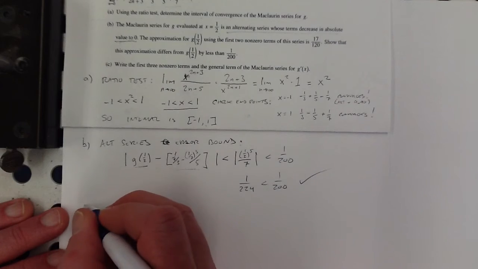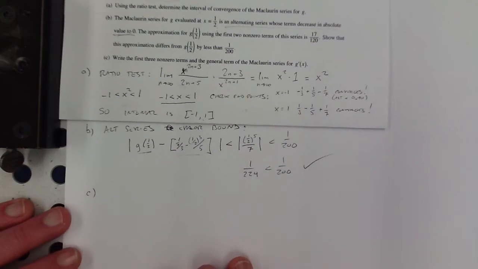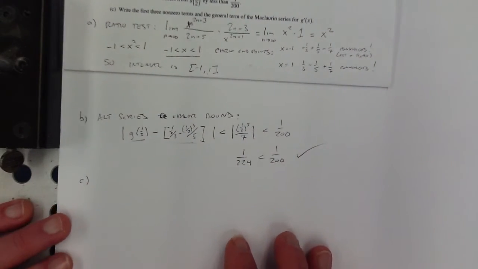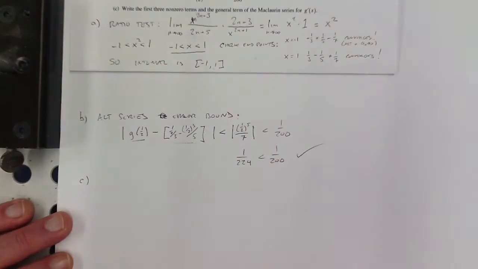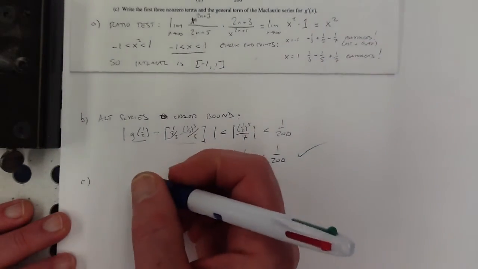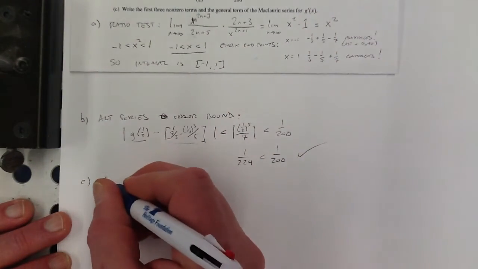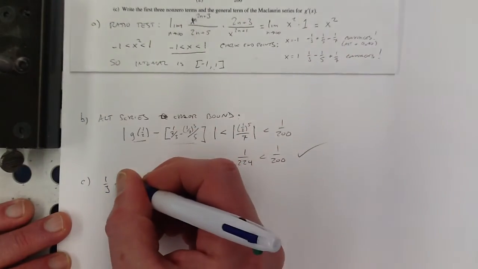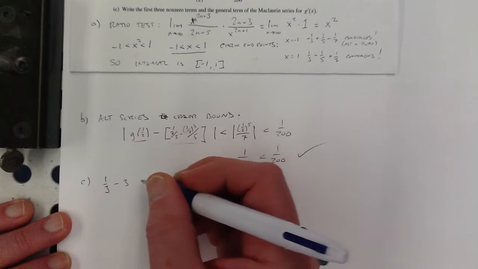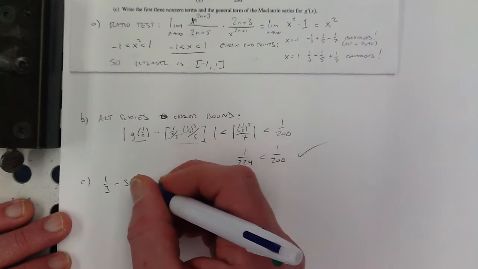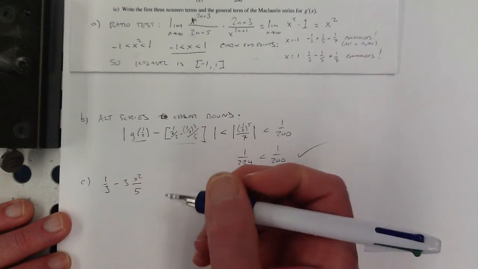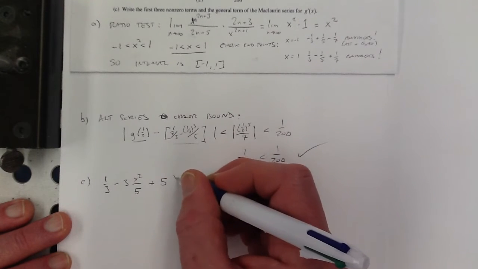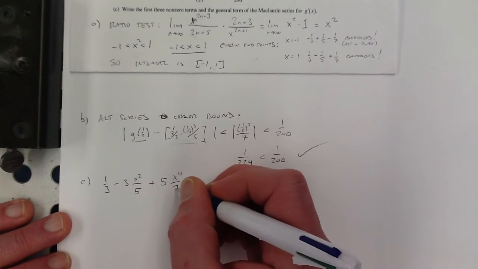All right. C. Write the first 3 non-zero terms and the general term of the Maclaurin series for G prime. Okay, so just need to take derivatives of these, right? That should be pretty easy. So that's 1/3 is the first term. The next one is 3 times x squared over 5 plus 5 times x to the fourth over 7.